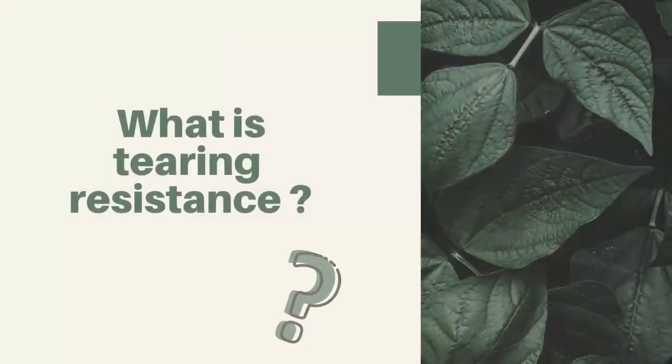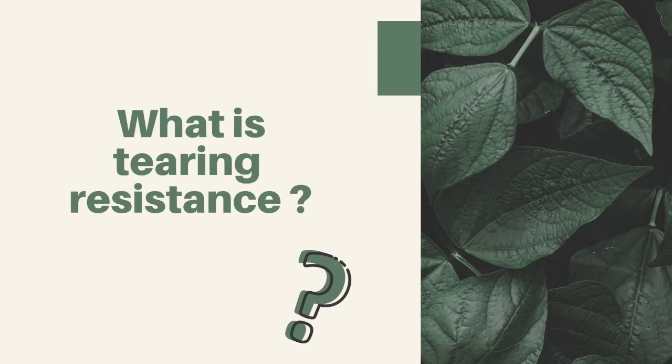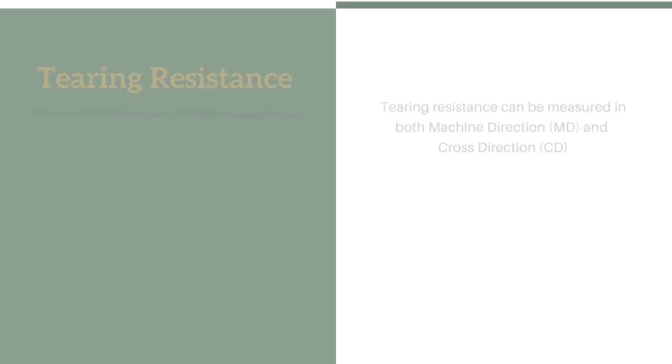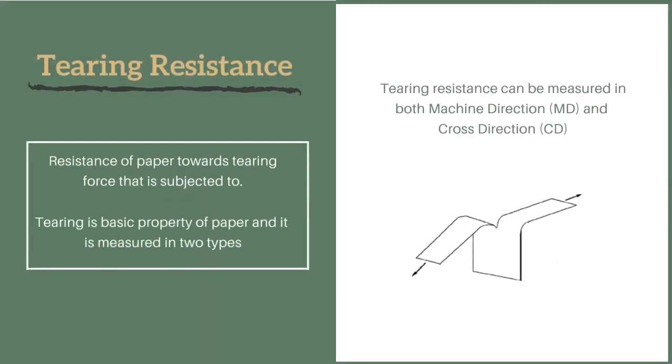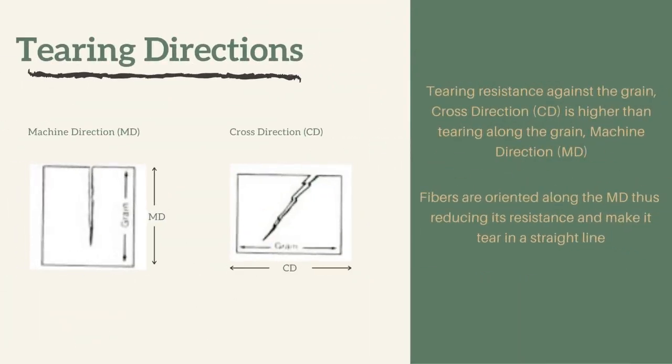As you can see from the experiment just now, it explains about tearing resistance. What is tearing resistance? Tearing resistance is resistance of paper towards tearing force that is subjected to. Tearing is basic property of paper and it can be measured in two types, which is machine direction and cross direction. As you can see from the diagram, it shows about how tearing resistance works.